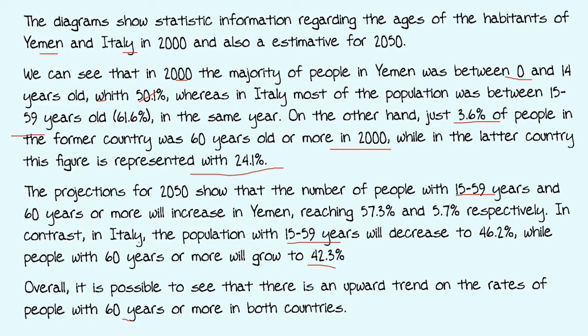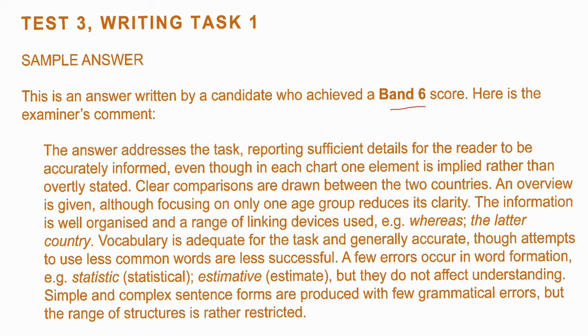What is the comment of the examiner? The answer addresses the task, reporting sufficient details for the reader to be accurately informed, even though in each chart one element is implied rather than overtly stated. Clear comparisons are drawn between two countries. An overview is given, although focusing on only one age group reduces the clarity. The information is well organized and a range of linking devices is used, for example, whereas the latter country. Vocabulary is adequate for the task and generally accurate, though attempts to use less common words are less successful.